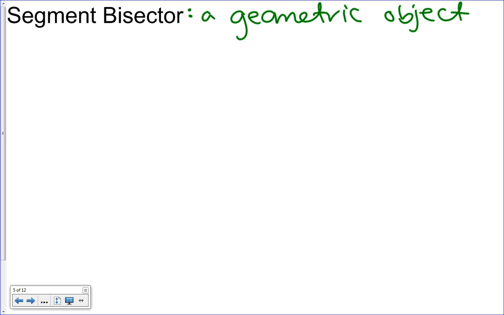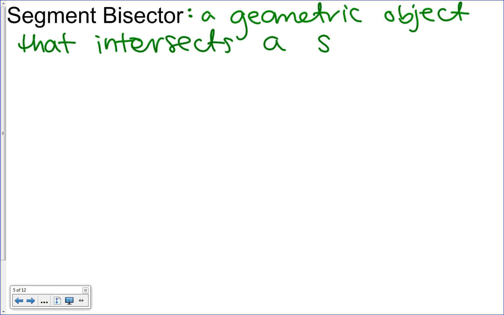A segment bisector does pretty much the same thing, but it's a little bit more specific. A segment bisector is a geometric object that intersects a segment at its midpoint.